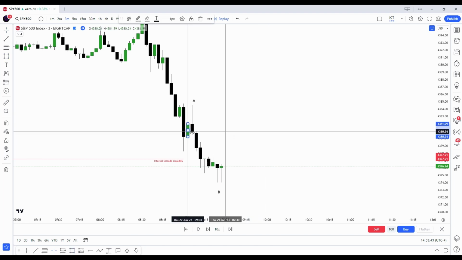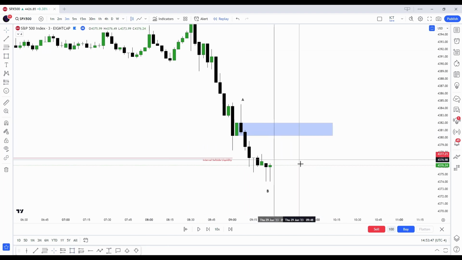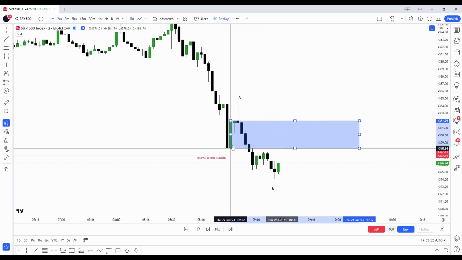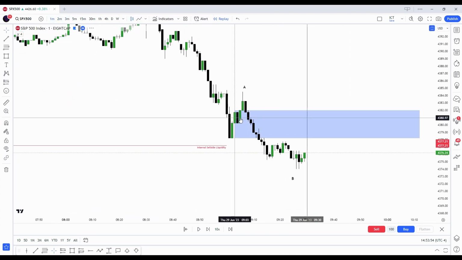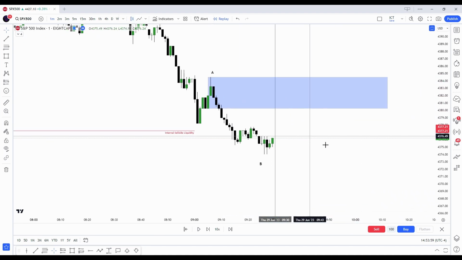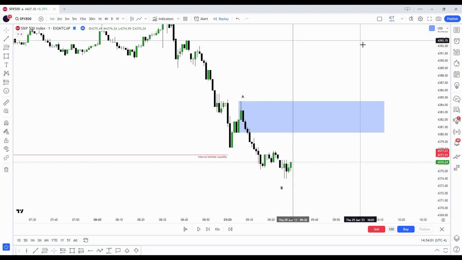We see our breaker right here. This is our bullish breaker block. Now if we go to 2 minutes, we can refine it even more to this range. And if we go to 1 minute, this is really refined, and this is how you should go. Top-down analysis every single time when you're trading.